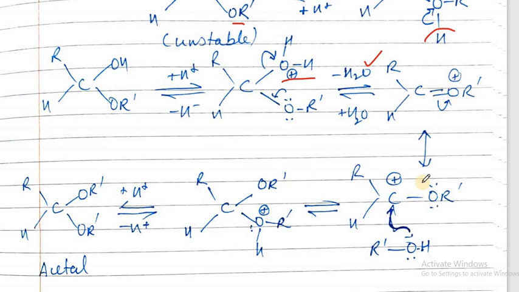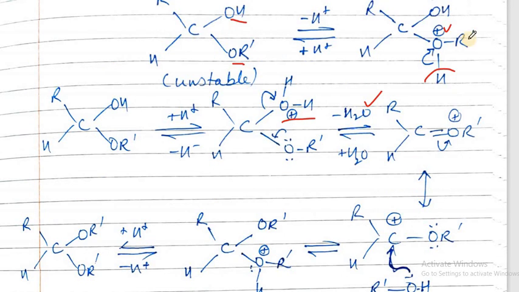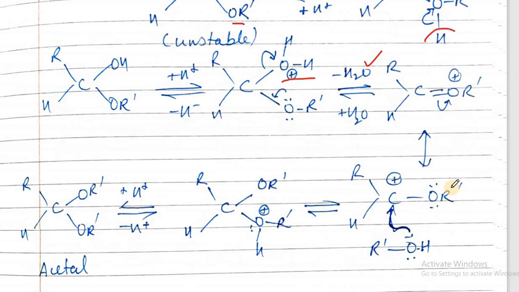In a similar way as we have done here, this alcohol molecule combines with this carbon, that is, the carbon carrying positive charge. Similarly, the other molecule of alcohol gets attached to the carbon carrying positive charge through oxygen, and oxygen will now have positive charge. Then this hydrogen will release its electrons to this oxygen, and this will be neutralized, and we will get OR dash, and OR is also already attached, so it is an acetal.